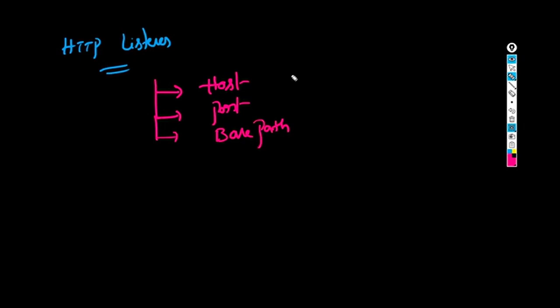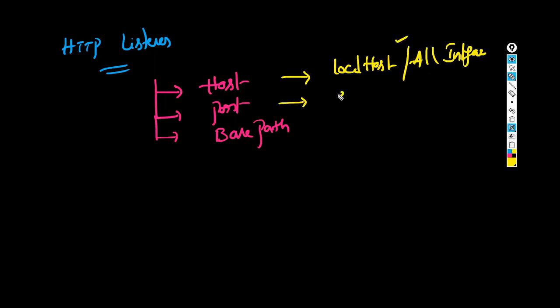Base path, right? So what is the host value? Generally, we are giving localhost. Otherwise, we are giving all interfaces, right? This is the default setting, so we are not going to touch that one. The next one, port number: generally we are giving 8081. The base path generally we are giving /api/v1. So let us assume these are the settings for my dev environment.